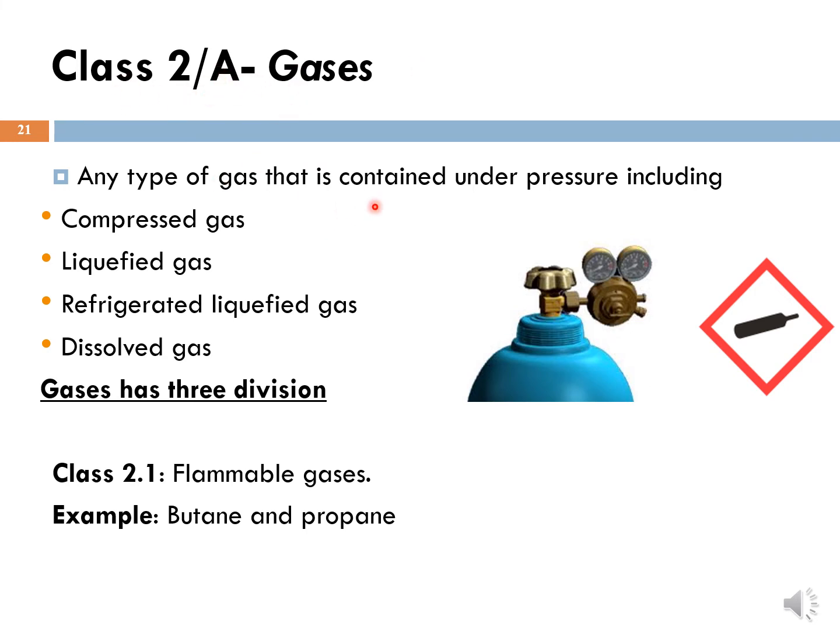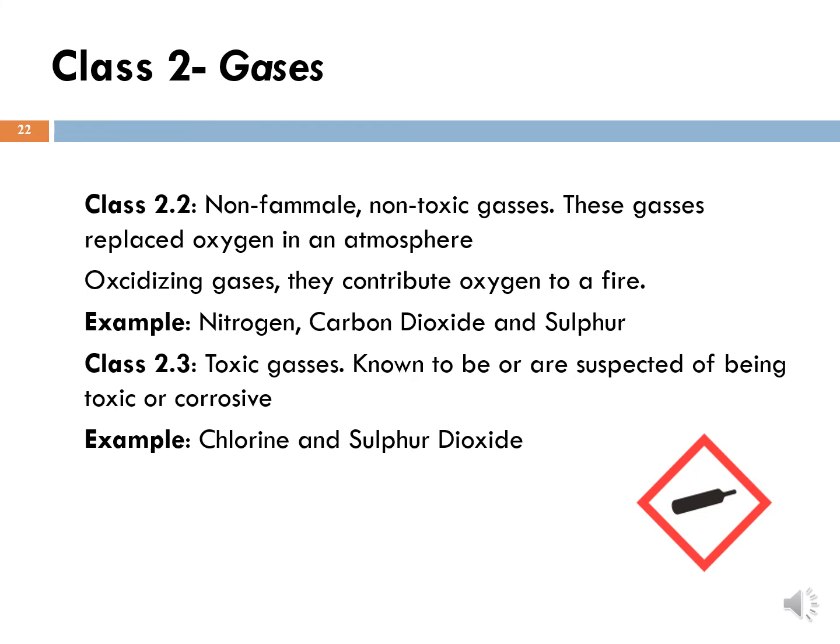Since different types of gases are used in the labs, for instance compressed gas, liquefied gas, refrigerated gas or dissolved gas, all these gases are also divided into 3 divisions. For instance, division 1, flammable gases, butane and propane. Division 2, non-flammable, non-toxic gases. These gases replace oxygen in an atmosphere, and oxidizing gases contribute oxygen to a fire. So for instance, nitrogen, carbon dioxide, and sulfur.